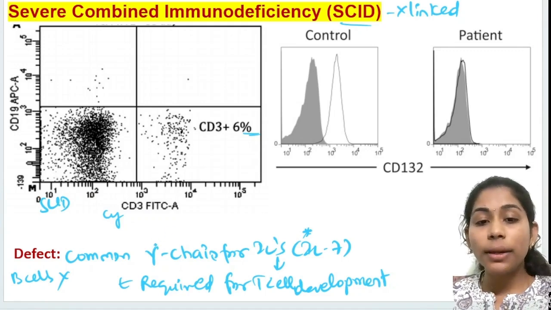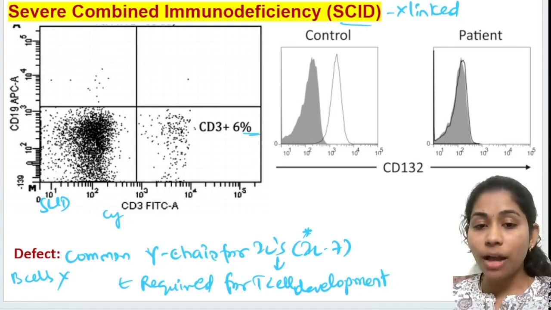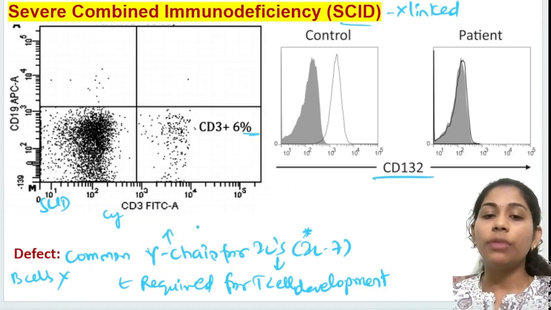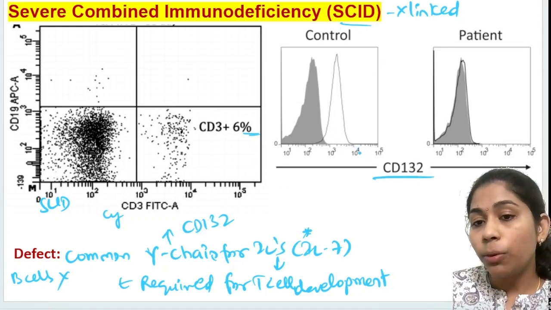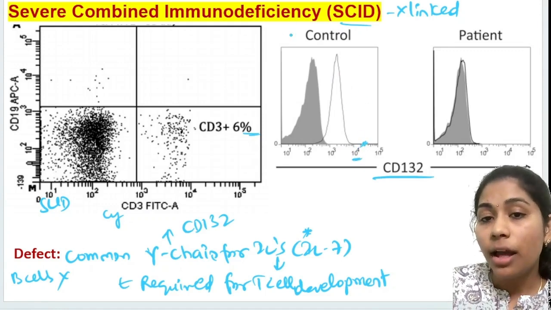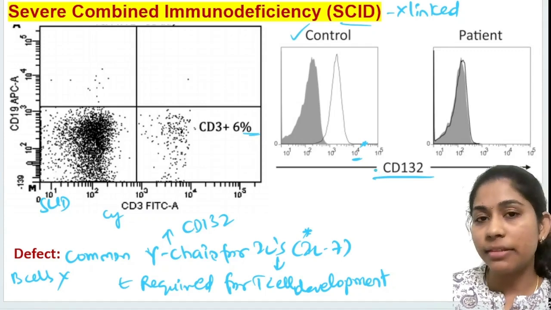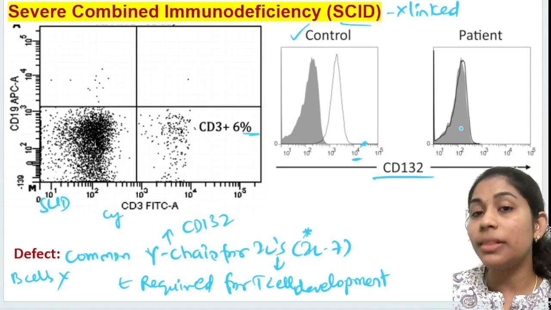One thing, the common gamma chain. We have to know the defect and what the CD marker is for it. For this common gamma chain, the CD marker is CD132. So we are doing CD132, and here I kept the control. Can you see the CD132, almost 10 to the power of 4, that much high fluorescence is shown by the control person. That means the normal gamma chain is present in that person, so he is normal. But in the patient, if you see, there is no fluorescence. That means the gamma chain is absent.